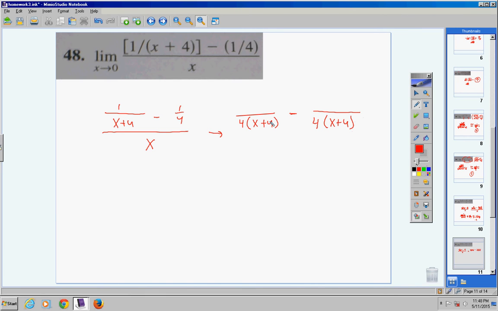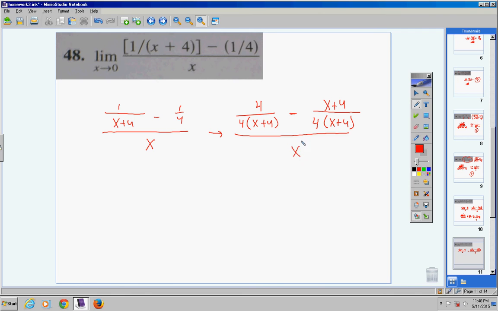Alright, what do I have extra here that I don't have here? A 4. Multiply that times the top and you'll get a 4 right here. What do I have extra here that I don't have here? x plus 4 times 1 would simply be x plus 4. And all of this is over x.